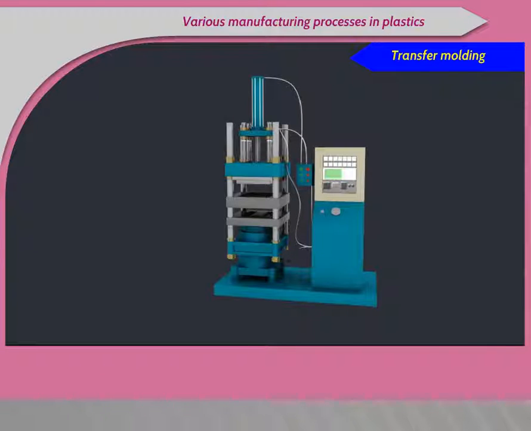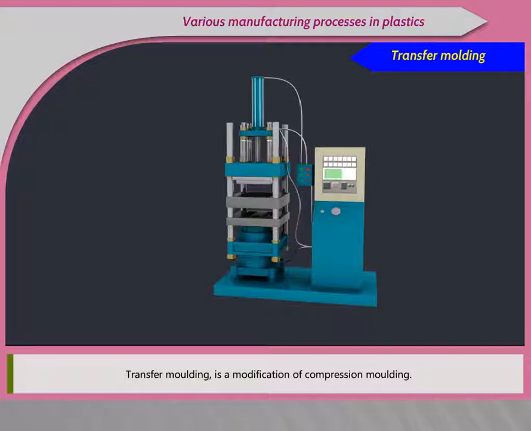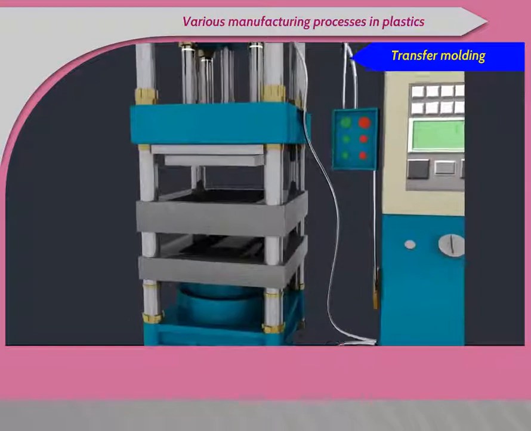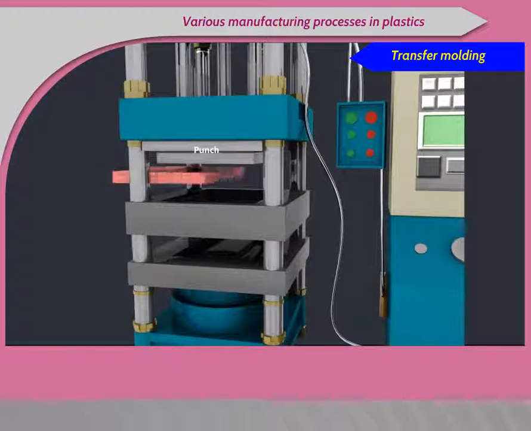Transfer molding. Transfer molding is a modification of compression molding. Some of the parts are control unit, actuator, punch, charge, mold cavity.